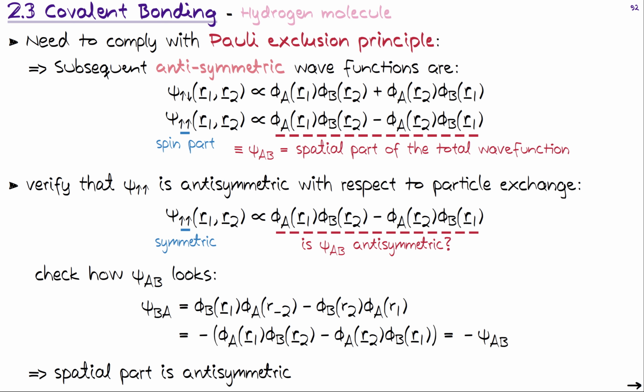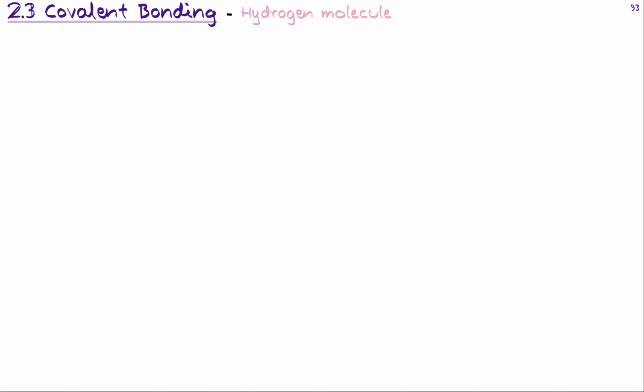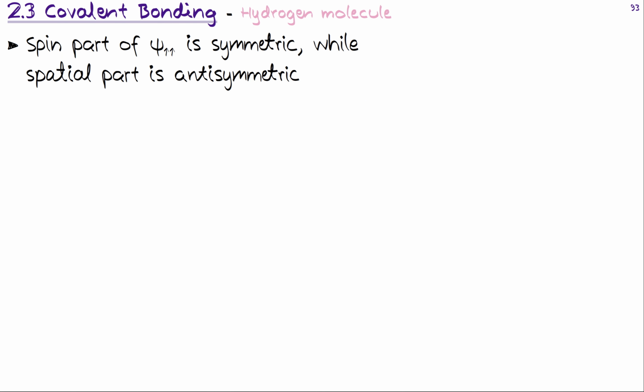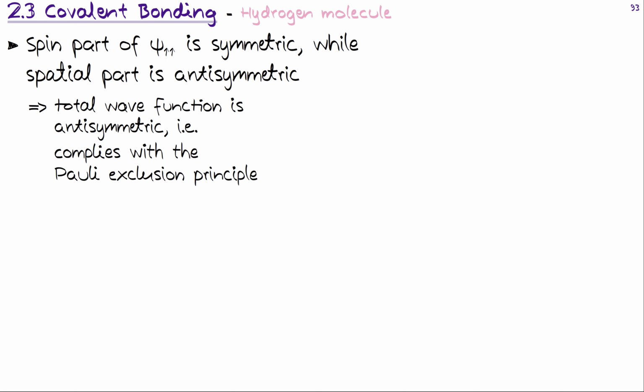So that's how we see that the electrons must actually have a certain kind of spatial arrangement in this case. So the spin part of the total wave function, psi with two arrows upwards, is symmetric, and the spatial part is antisymmetric. And the total wave function is now antisymmetric. Basically, what that ensures is that we indeed comply with the Pauli exclusion principle.